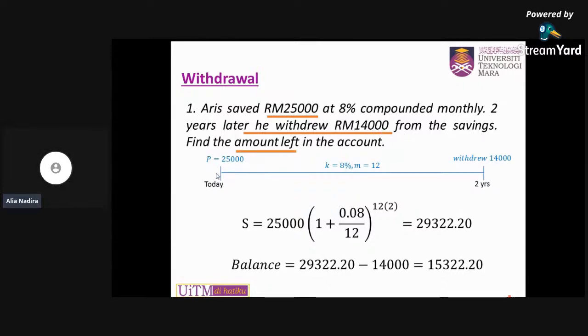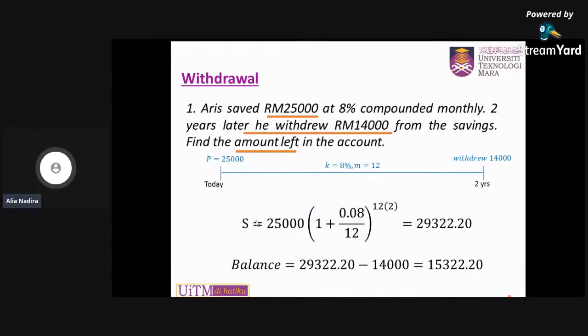Find amount left. Okay, so this one is your P. Your K is 8%. Your M is 12. Okay, but after 2 years, you keluarkan duit 14,000. So what is the amount left? Apa amount yang left? Okay, so you calculate macam biasa.